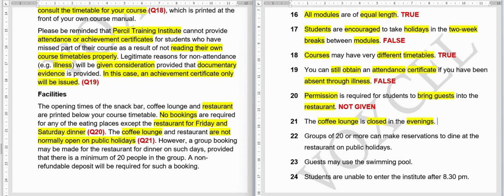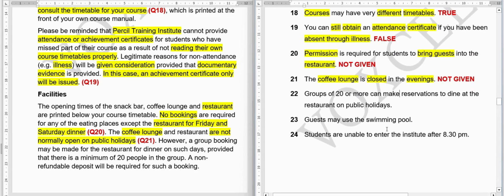Okay, time's up, and the answer to this question is, drum roll please, not given. I hope it is clear, because they are just saying that the coffee lounge is not normally open on public holidays. But what about the evenings? Are they closed in the evenings, or are they open? We don't know about that. So that's why the answer to this will be not given. I hope it is clear.